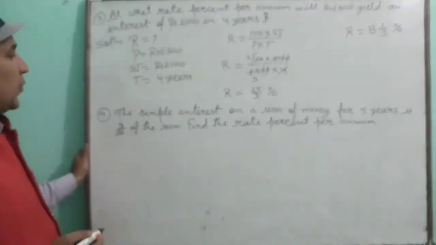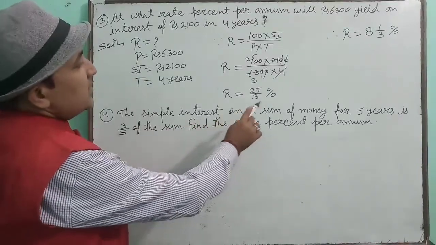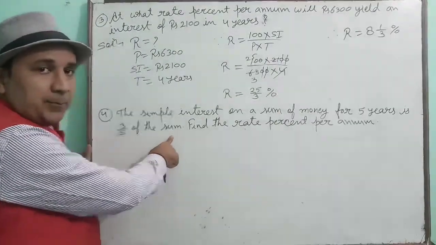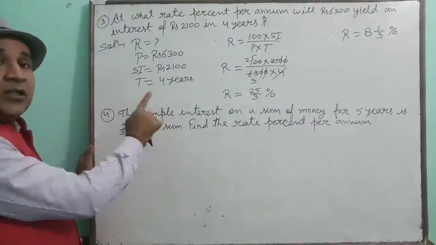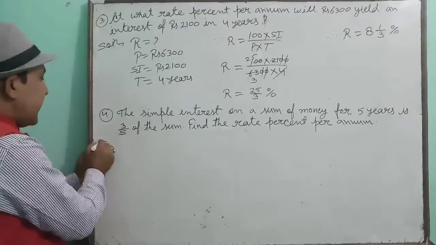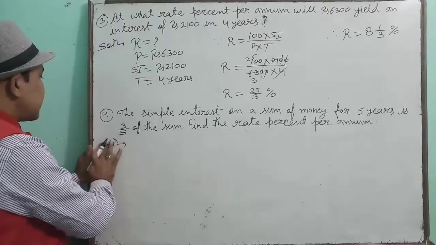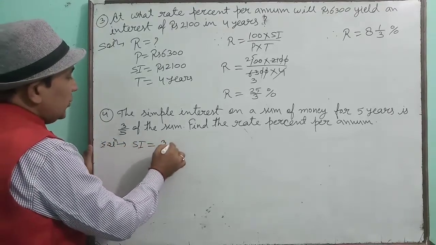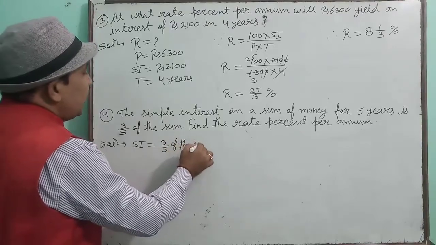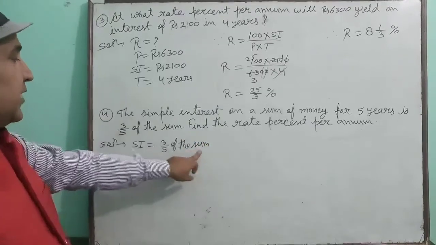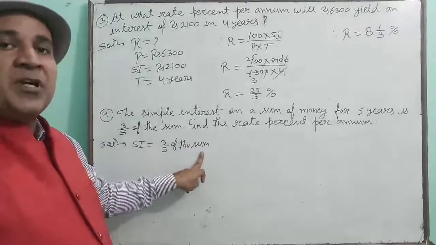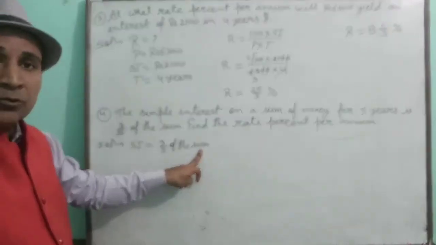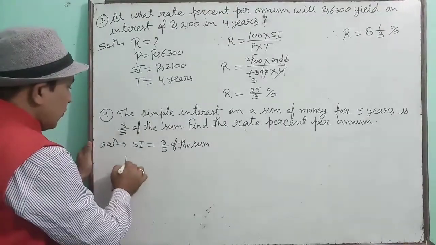Okay, now see question number 4. The simple interest on a sum of money for 5 years is 3 by 5 of the sum. So see what is the question saying? Simple interest is equal to 3 by 5 of the sum. The money which gives the simple interest, that is called the principal amount, means here the term sum is informing about the principal amount. So see how to solve.